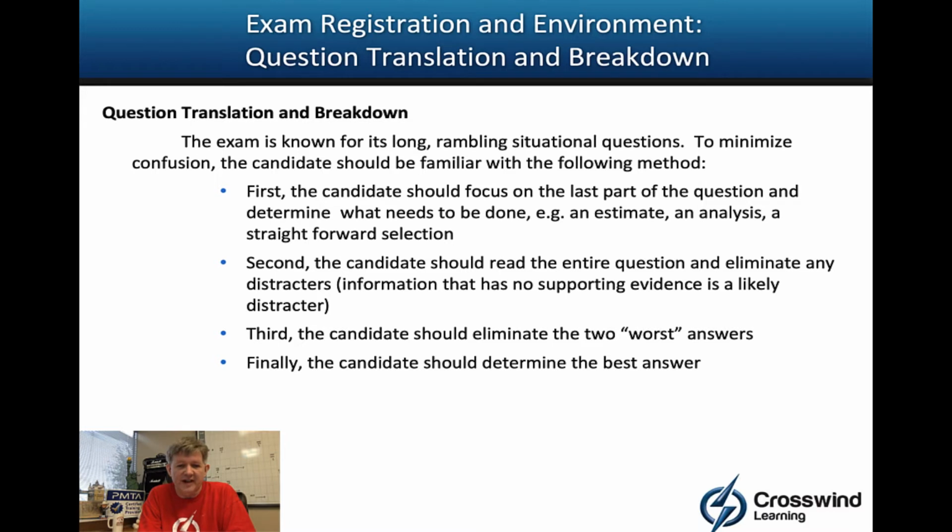And then third, the candidate should eliminate the two worst answers. Now, one thing I want you to remember here is it's not just choose the best answer. Finally, they should choose the best answer, but your best option might end up being the least worst option. You might have four, or come January 2, 2021, more than four options on some questions, and you would be expected to choose the best of what's there, which could be the least worst.